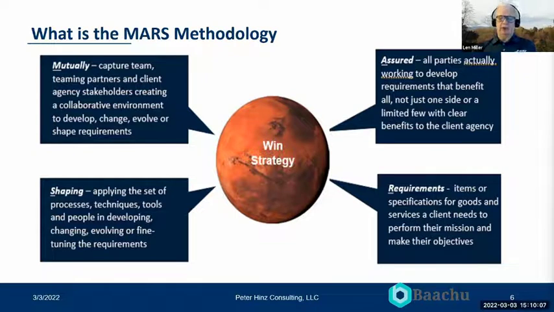And so this is the first part of the plan that you create, where you've got to start considering who, when, and where the shaping is going to occur, and then eventually how, by focusing on that collaborative environment with both your clients and all their stakeholders as well. Now, the assured part here is when you get all the parties actually working together to develop the requirements to benefit everybody, and not just one side or a limited few. You want the clients to have the best benefits here.